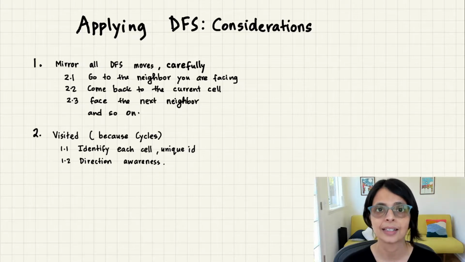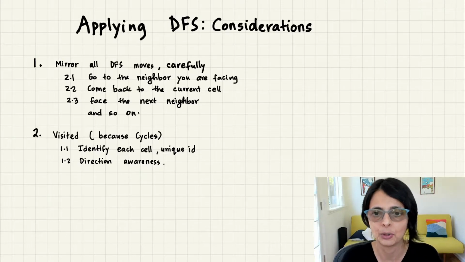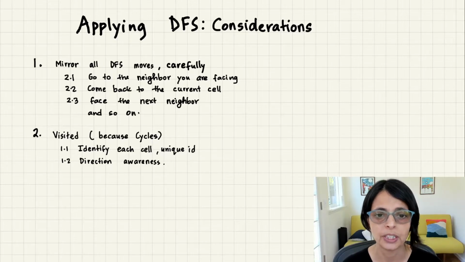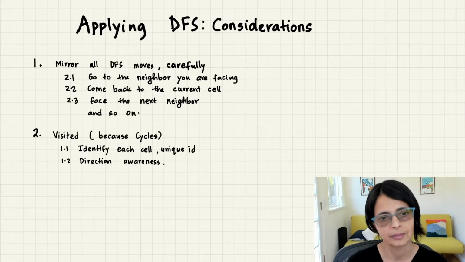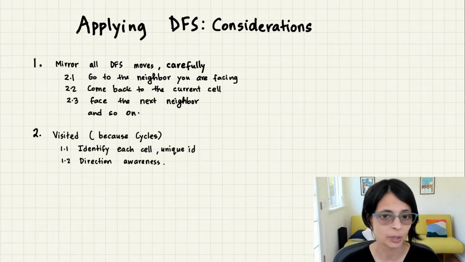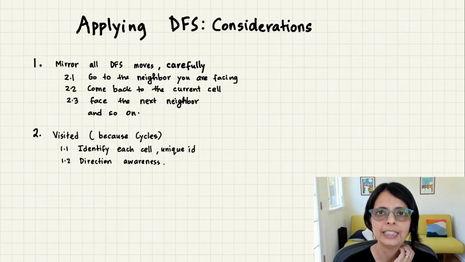Things like face the next neighbor. When you have an adjacency list, it's just a for loop that iterates over the list itself, and you always have the next neighbor ready when you start a new iteration of the for loop. Here, we are going to have to make the robot turn and then face the next neighbor. That's the only way we can discover the next neighbor and go there, and so on. So this is one consideration to keep in mind. The second one is this graph can absolutely have cycles. So we are going to need the visited set of DFS.